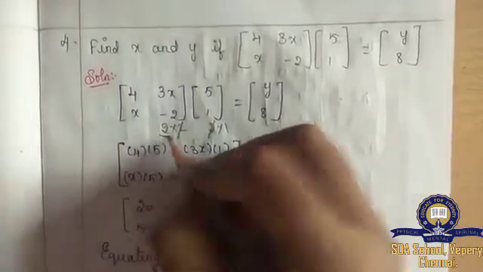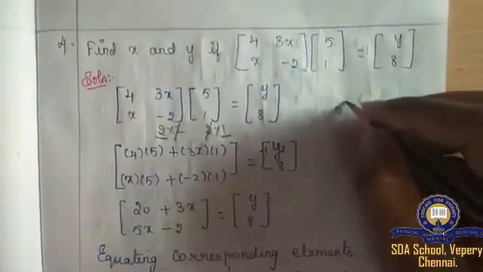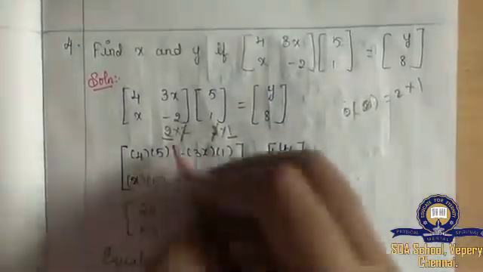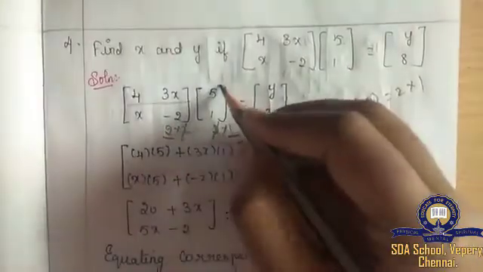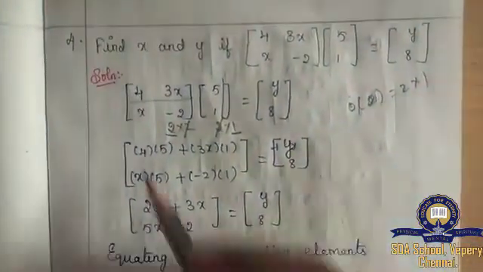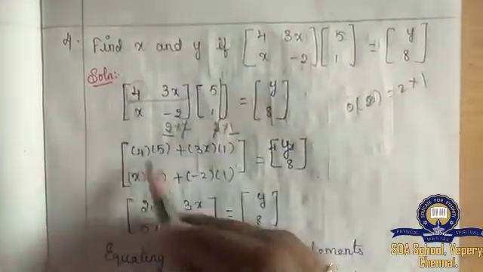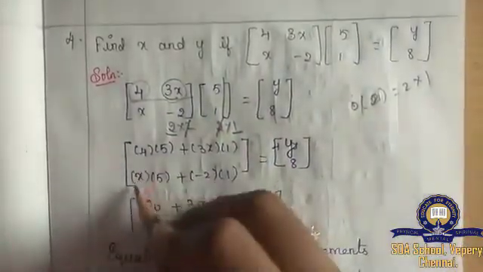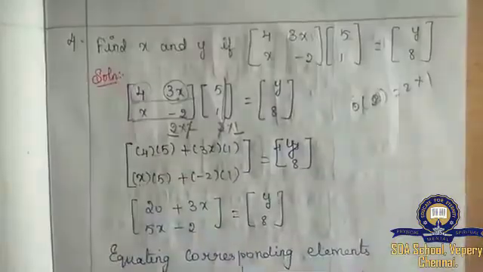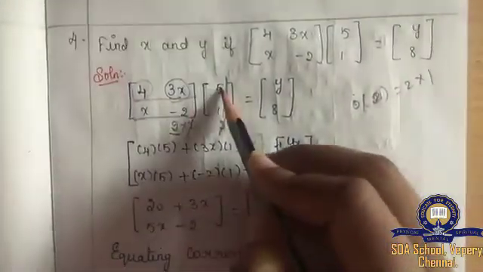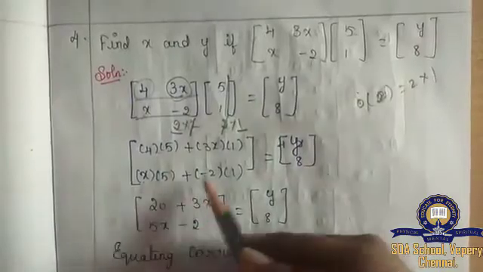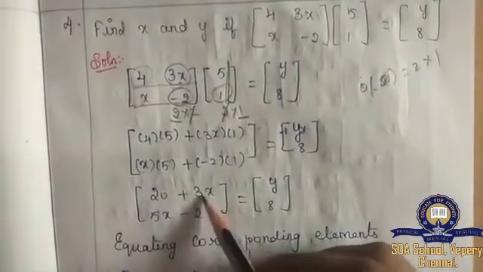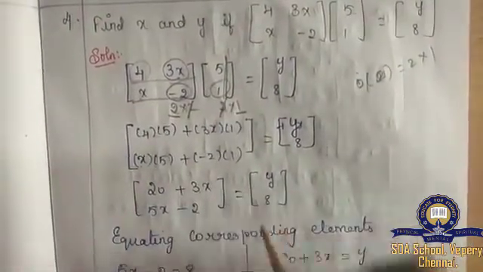What will be the resultant matrix? Order of the resultant matrix will be 2 by 1, right? So this is the first row and the first column. What we have to do? Multiply the first element. So 4 into 5 plus the second element 3x into 1. Then go on to the next row, the second row with this matrix. The first element will be multiplied with the first element, and then the second element with the second element. What will happen? 20 plus 3x, 5x minus 2, is equal to y, 8.